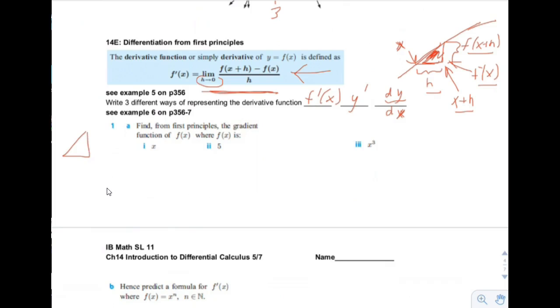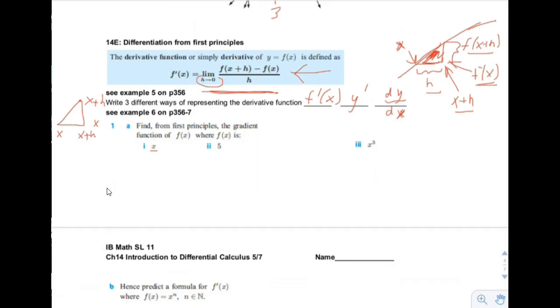So the x positions are x and x plus h, right? And then the y positions would be f of x, and the function is just x. f of x would just be x. And then the function at this point here would simply be x plus h also. Okay? So that is the slope we're trying to find.